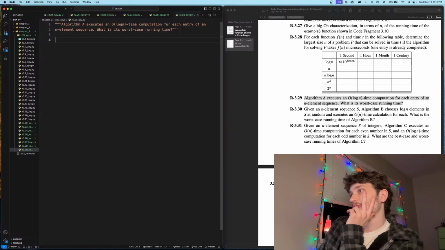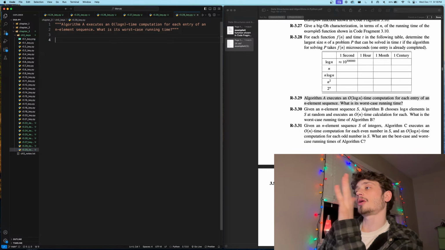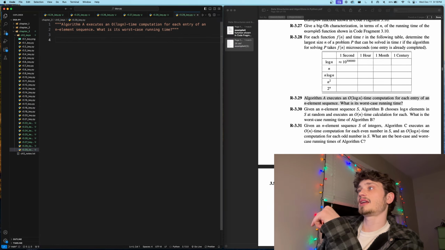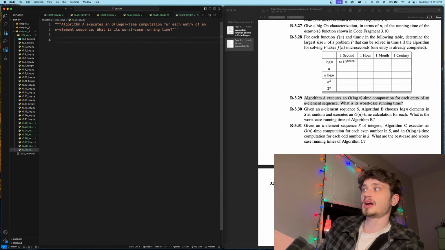So algorithm executes in O of log n time, which means its upper bound is an O of log n. So its best case it can run is an O of log n time. No, sorry, we're reading this problem wrong. This says that algorithm A executes an O log n time computation for each entry of an n element sequence. What is the worst case running time?